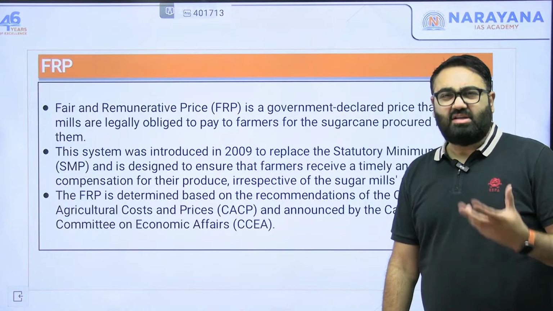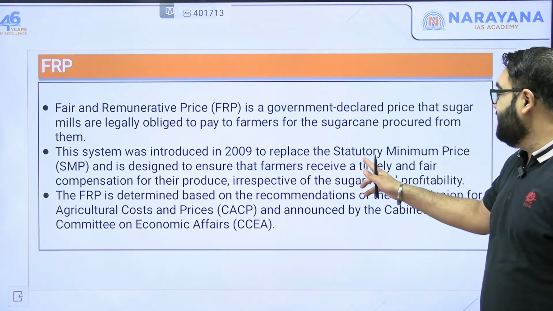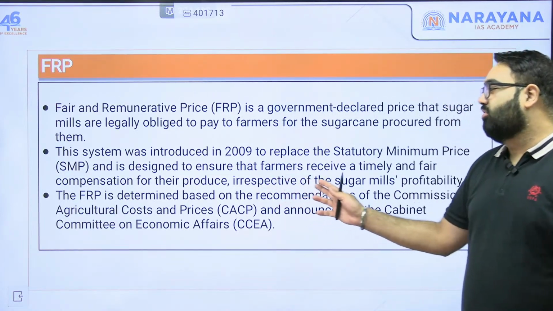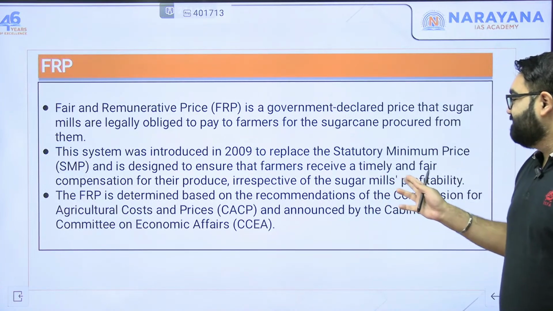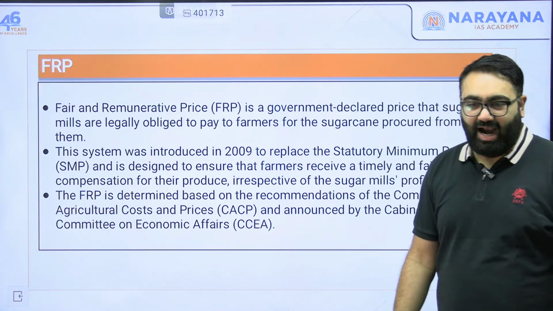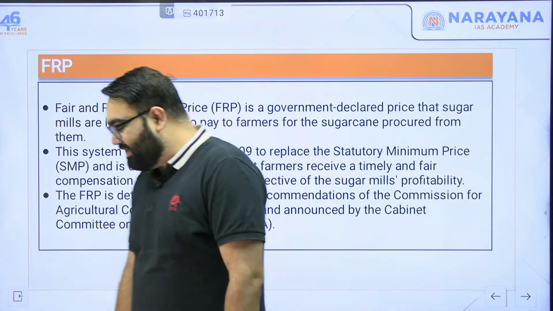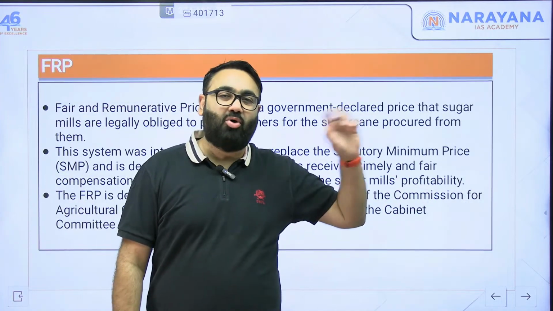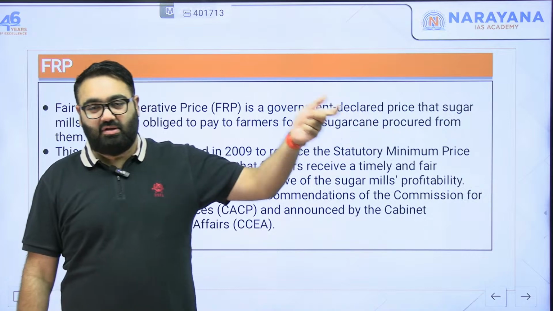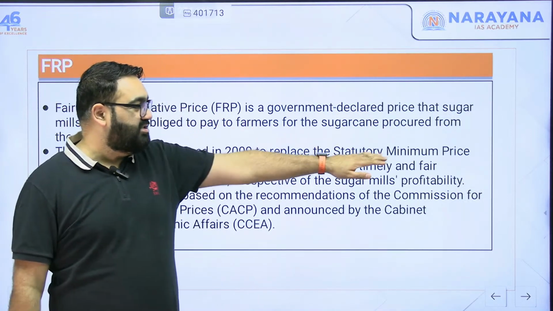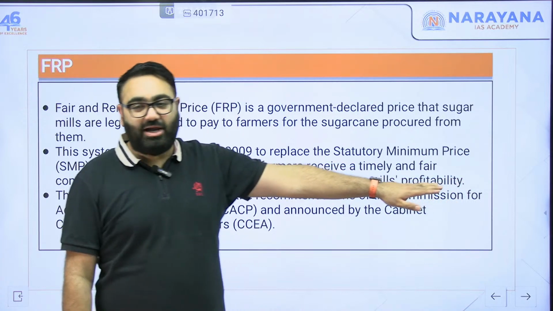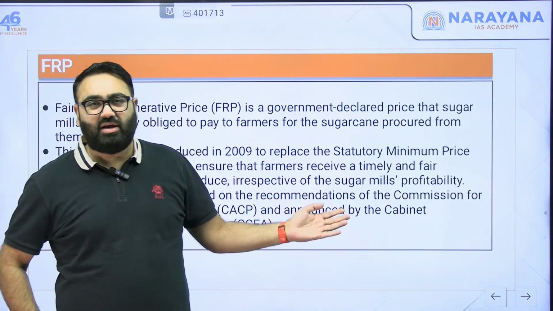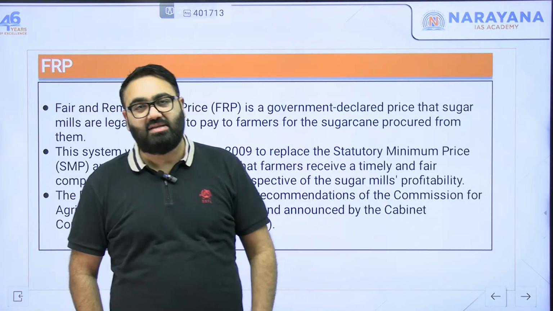Earlier, there was another system which was called the statutory minimum price. This was again a similar kind of system where the farmers were told that this is the compensation that you will get irrespective of the sugar mill's profitability. That was a big issue. The sugar mills said that we are facing losses if we procure at this price. How can we go ahead and pay this price to the farmers? In that system, which was called the statutory minimum price, the sugar mills had to pay that price no matter what.